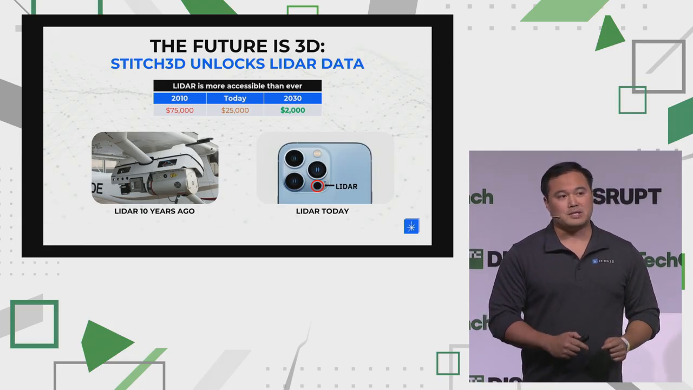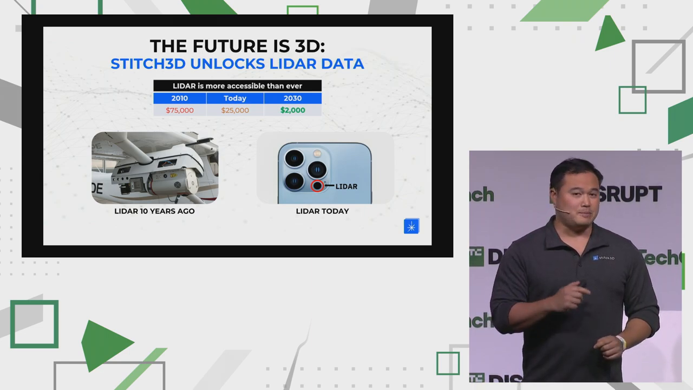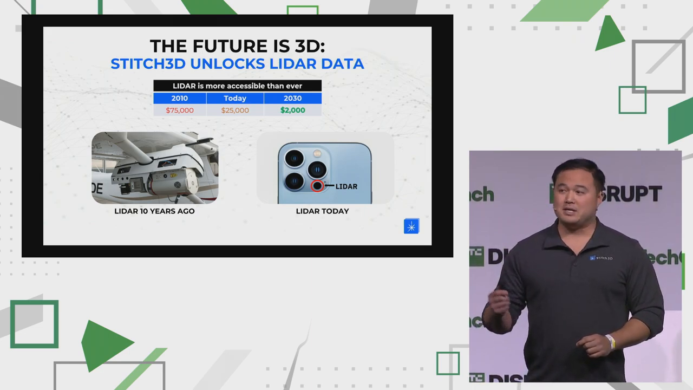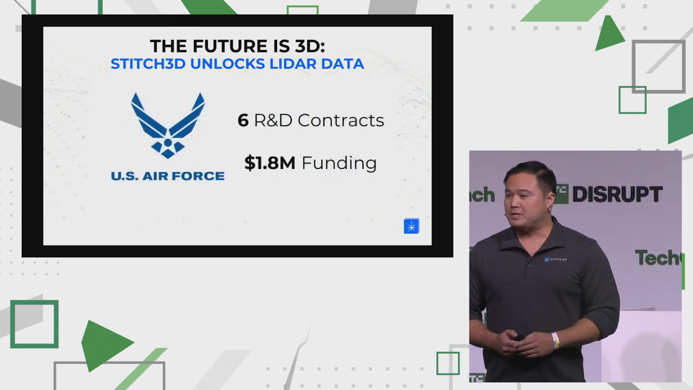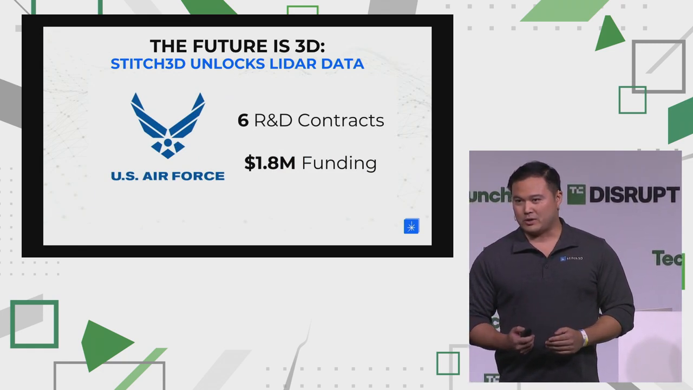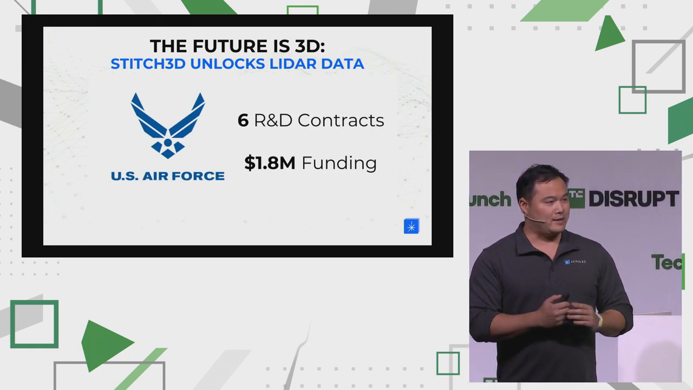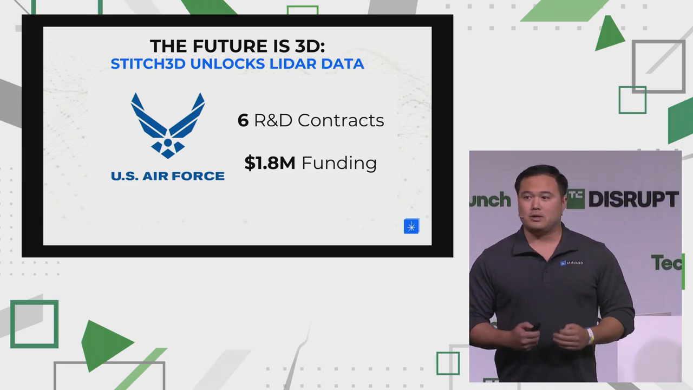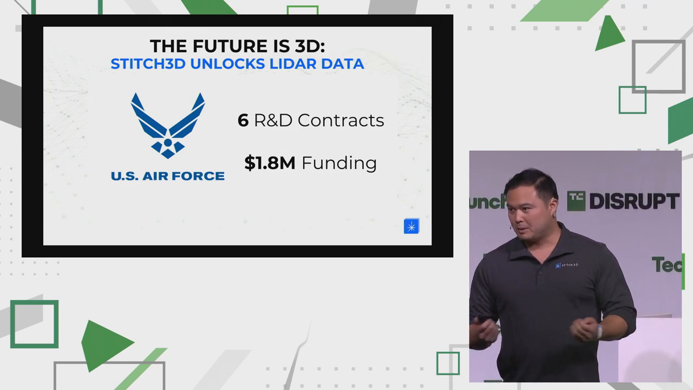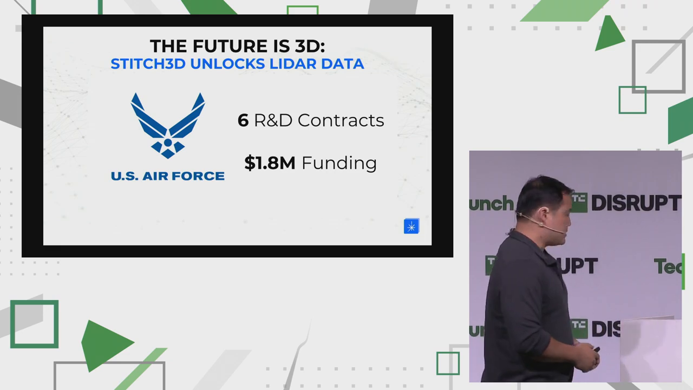3D data cloud processing is the next big revolution in spatial computing, and the US military is investing behind that. The Air Force has funded Stitch3D with 6 R&D contracts worth $1.8 million to go re-engineer the future of cloud architecture and make 3D data universal, not just for the military, but for industry at large. Let me show you what we built.